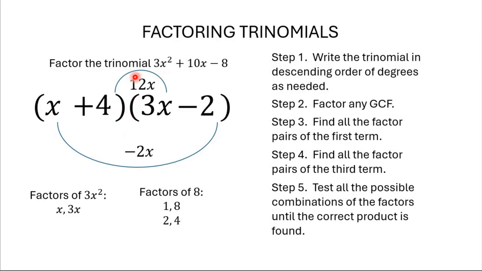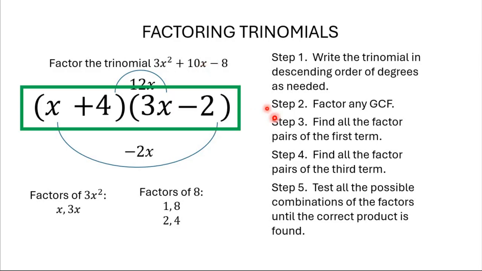So when I FOIL this, x times 3x will give me 3x squared. X times negative 2 is negative 2x. 4 times 3x is 12x. Combining those gives me 10x. And 4 times negative 2 is negative 8. So it all works out. This is the correct factorization of that trinomial.